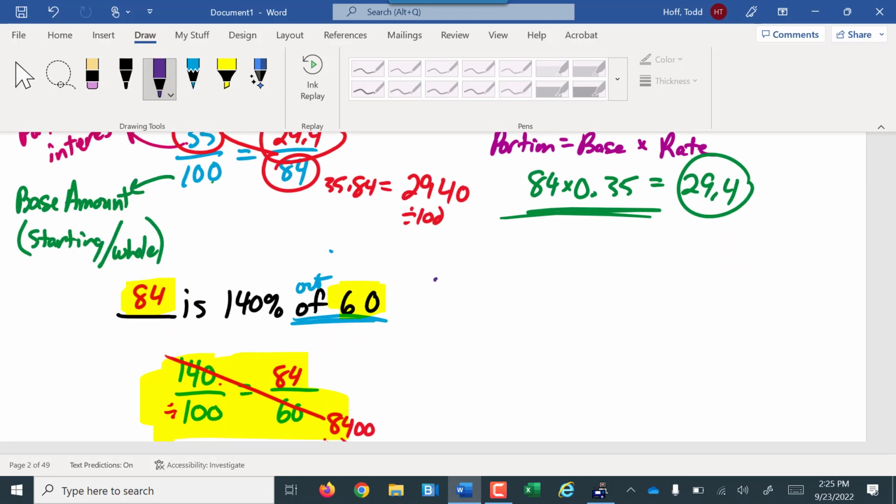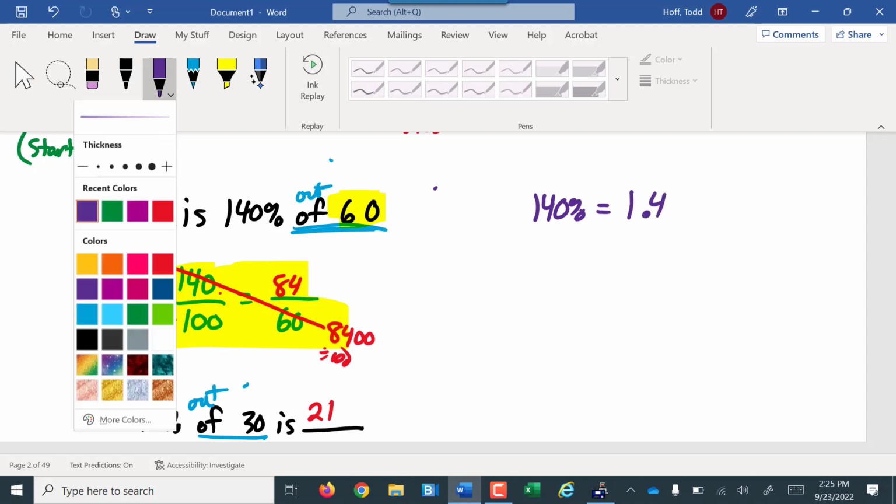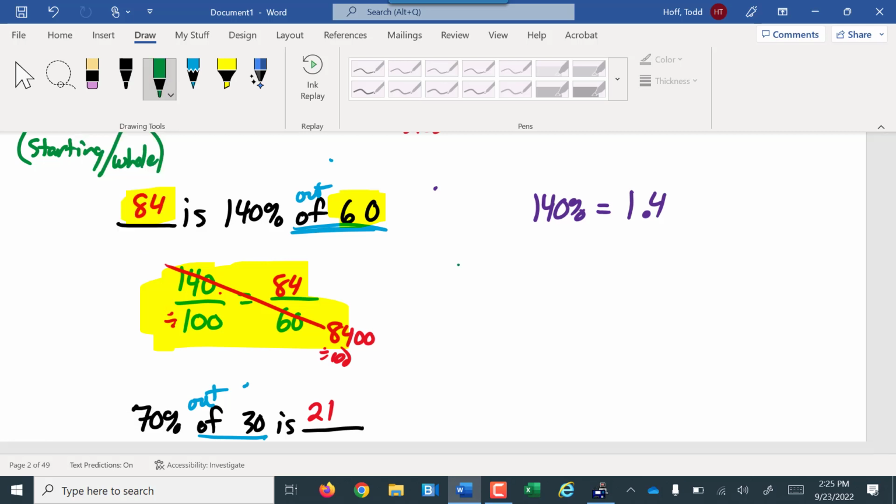So for this next one, we have a percent of 140%. What's that become as a rate? 1.4, good. So then what's our calculation going to be here? That's our base amount. So 60 times 1.4 gives us 84 is our portion. Again, quicker and easier than setting up the proportion.